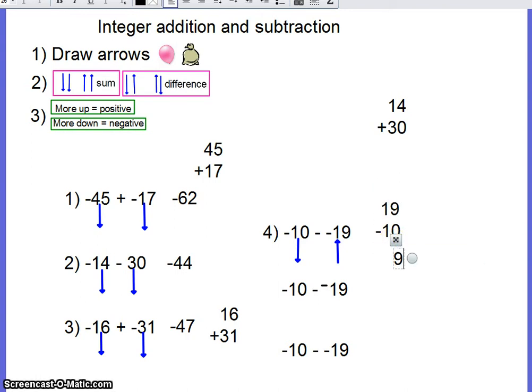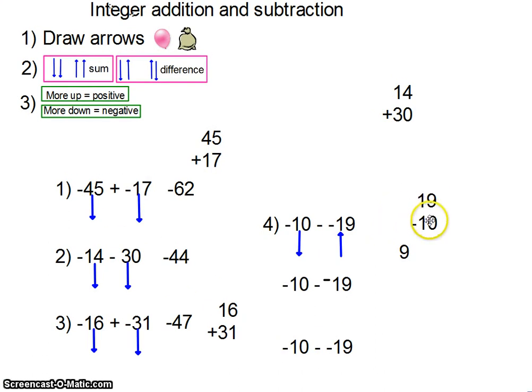Okay. So is it positive 9 or negative 9? Well, these were all easy because they're all down, so the answer is obviously going to be negative. Well, now they're going different directions. I got to look at it. I've got 10 downs and 19 ups. What do I have more of? Well, I've got more ups, so since I have more up than down, it must be positive 9.